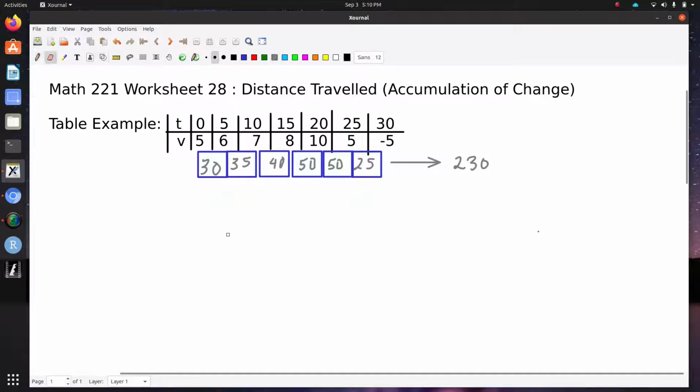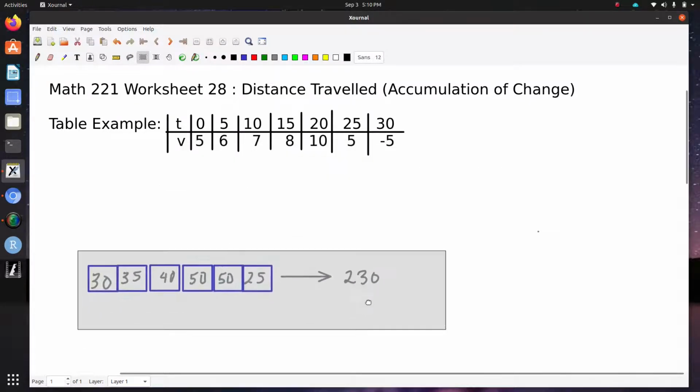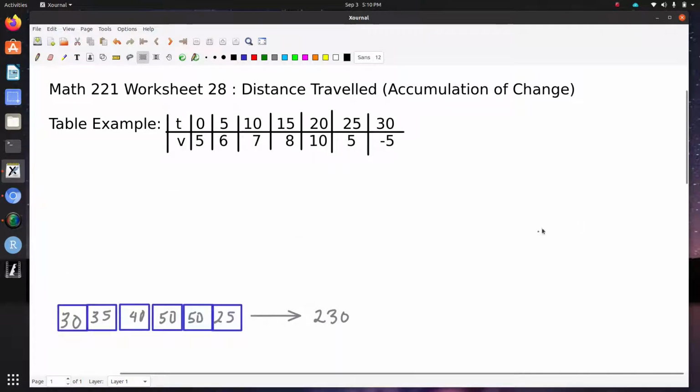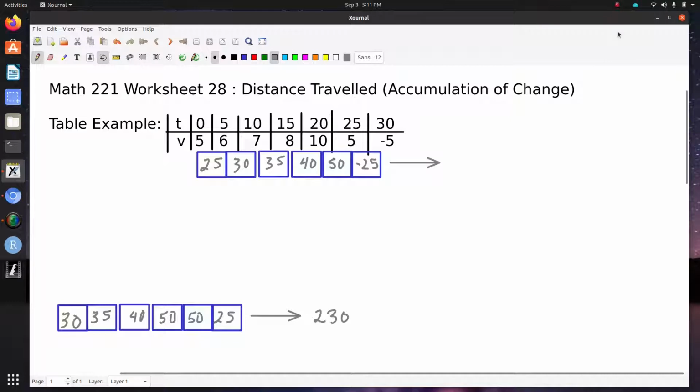So what if we want to under approximate? This here was our over approximation. How do you under approximate? Do the same thing for under approximation. Here are the individual time intervals I calculated for under approximating, and I'm going to add them all up together. Okay, so I get 230 for over approximation and 155 for under approximation.